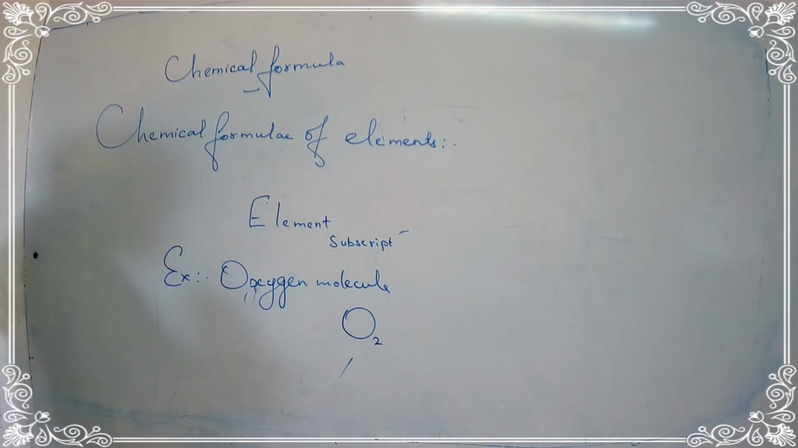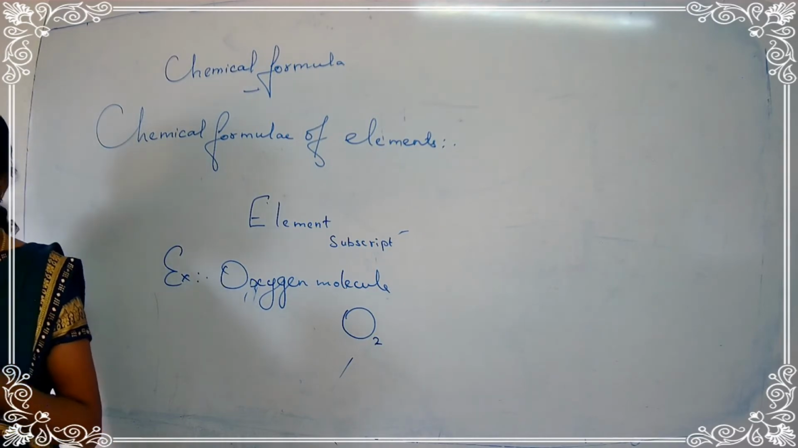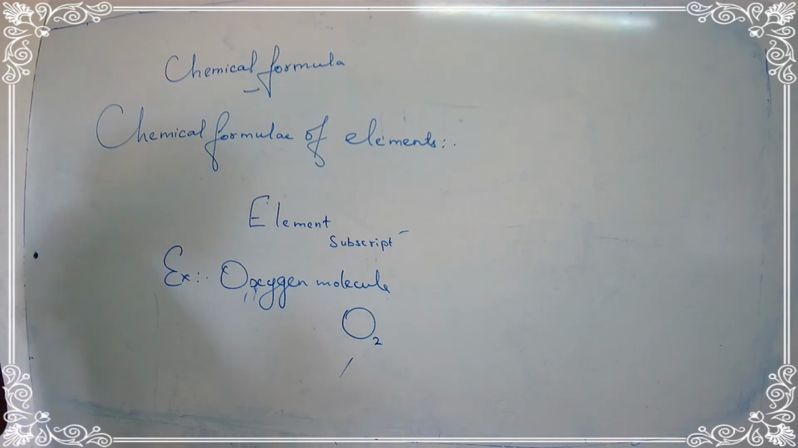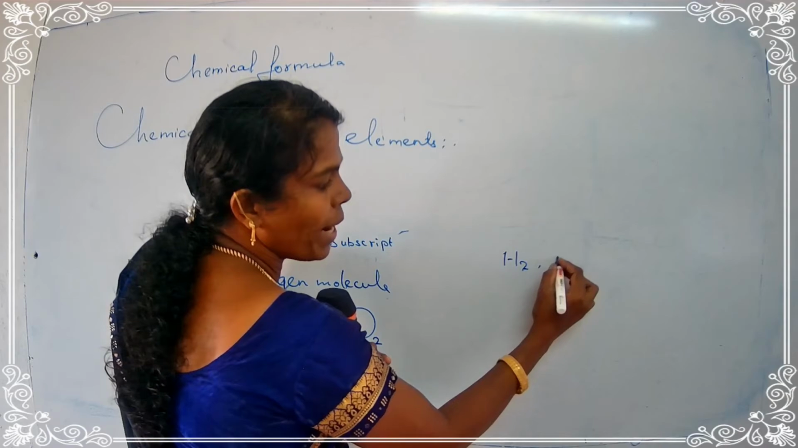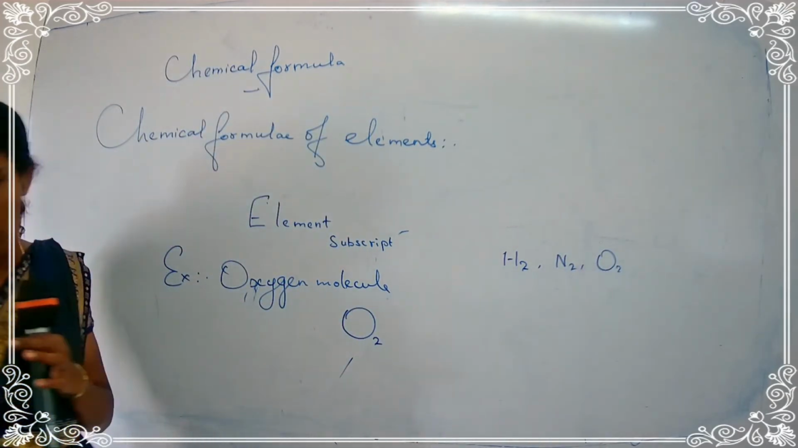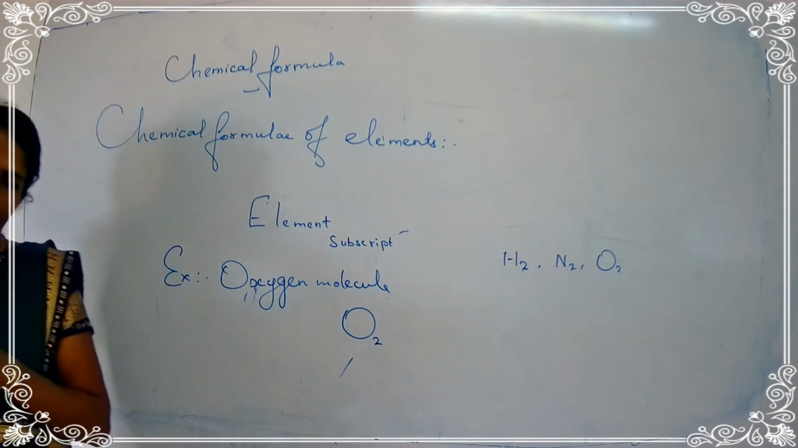Second, the molecules of elements like hydrogen, nitrogen, oxygen, chlorine are made up of two atoms, so we call them diatomic elements. Hydrogen H2, nitrogen N2, oxygen O2. So they are called diatomic elements.